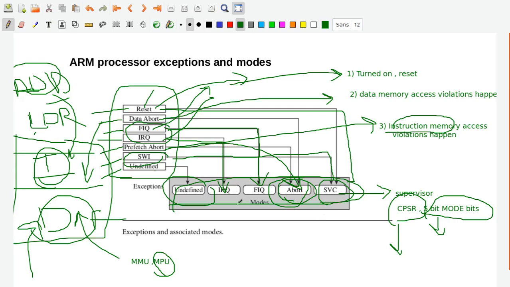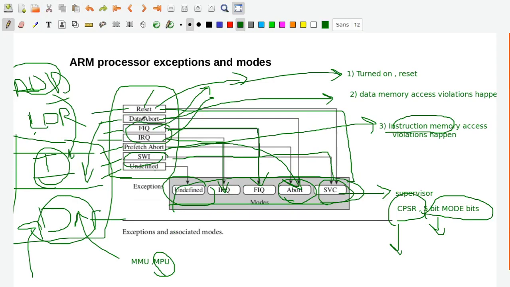So here also, data abort exception and prefetch abort exception, whenever either of these two exceptions is thrown, it is in the common operating mode, that is abort mode. How is it possible? Because the data abort exception and the prefetch abort exception never occur simultaneously. They can never occur simultaneously.